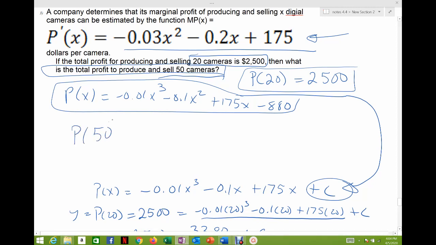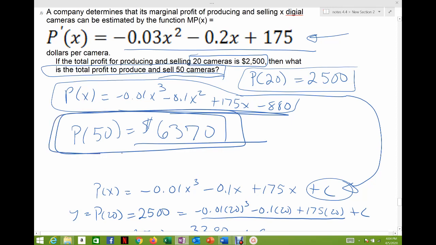And so now I'm going to plug 50 into this function I just found, and it should come out a dollar amount because it's profit. So I'm plugging 50 in here. Just make sure you're careful when you type it out. It should come out $6,370 in profit, and there's my final answer.